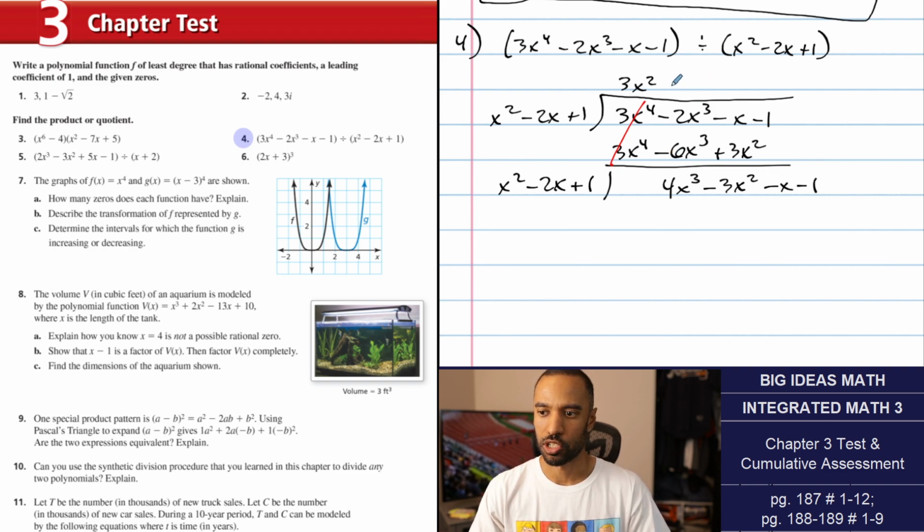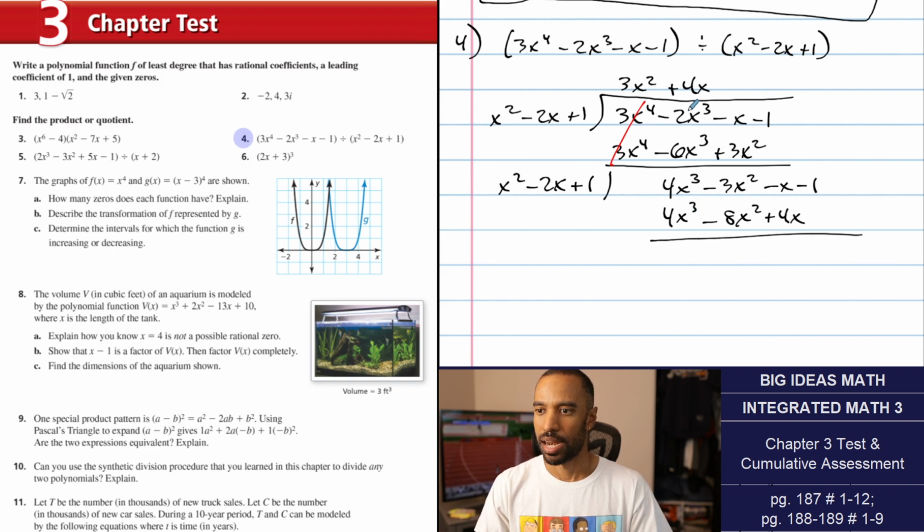X squared goes into 4x cubed, 4x times, positive 4x. When you multiply these, once again, those two should cancel out, and they will. Negative 8x squared and plus 4x. And now we have a combination of any of these things. These will combine. Negative 3x squared plus 8x squared. Remember, subtracting the negative is 5x squared. Negative x minus 4x is negative 5x, and there's a negative 1.